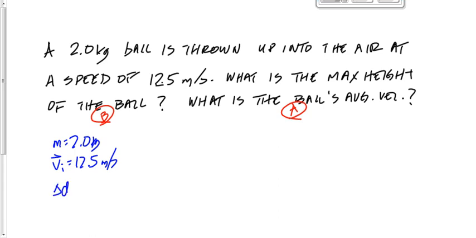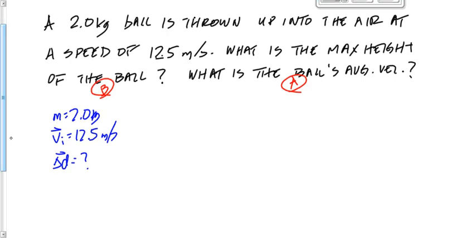Is there anything else that we have if we read between the lines? What is the final velocity? The final velocity would be 0, yes, if we're analyzing the max height, right? If we're analyzing the trip up and down, then it wouldn't be 0, right? But at maximum height, it stops when it reaches that max height.